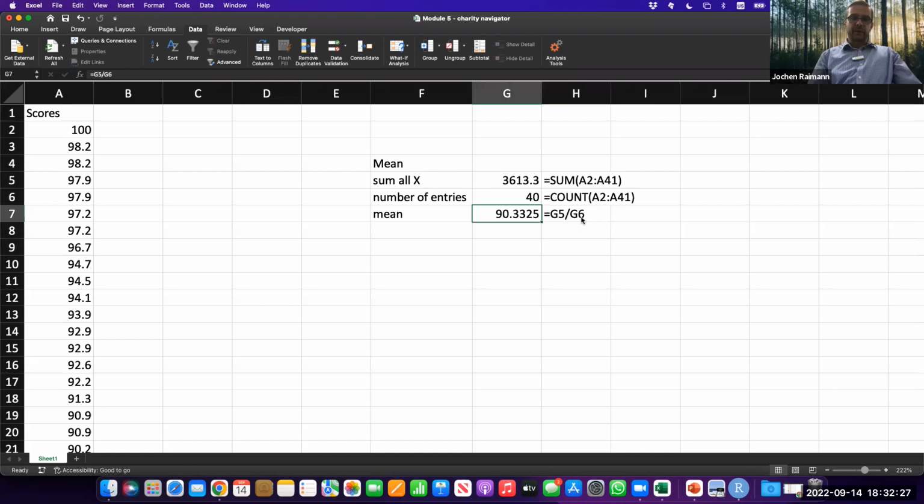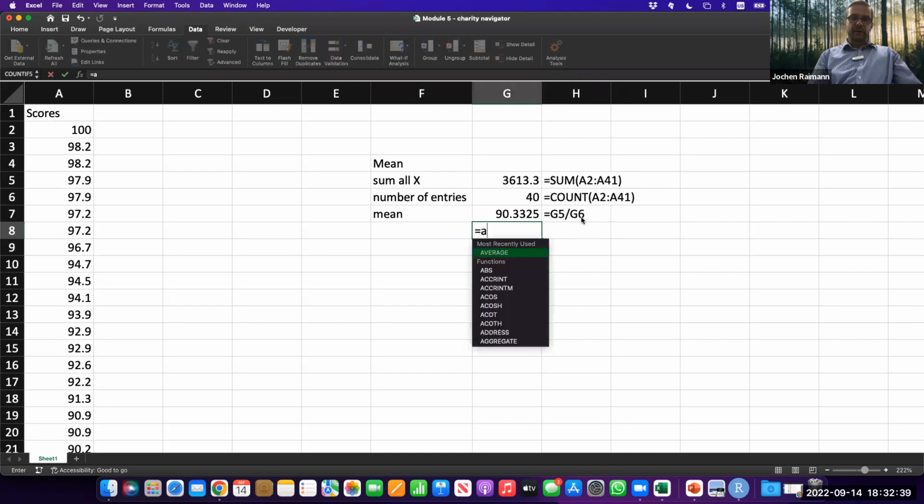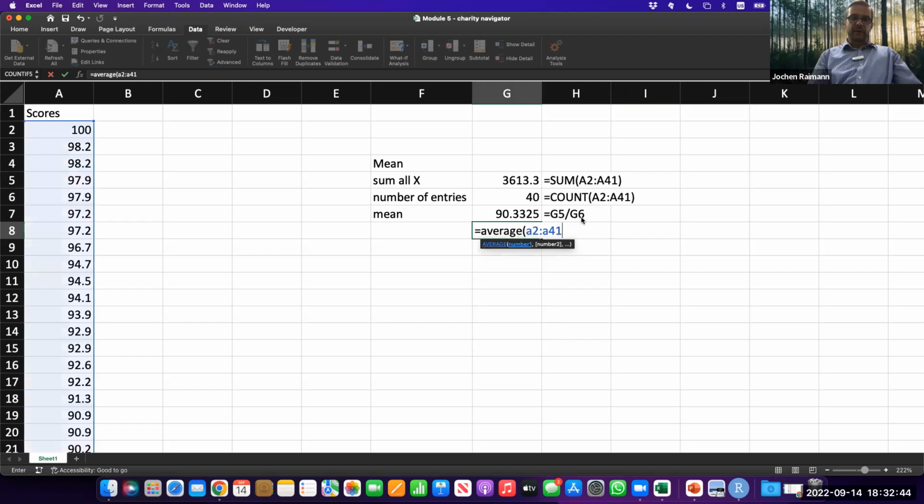Count will only count every entry that has an entry, so it will not count the empty cells. Another way to calculate the mean is also equals AVERAGE A2 to A41.